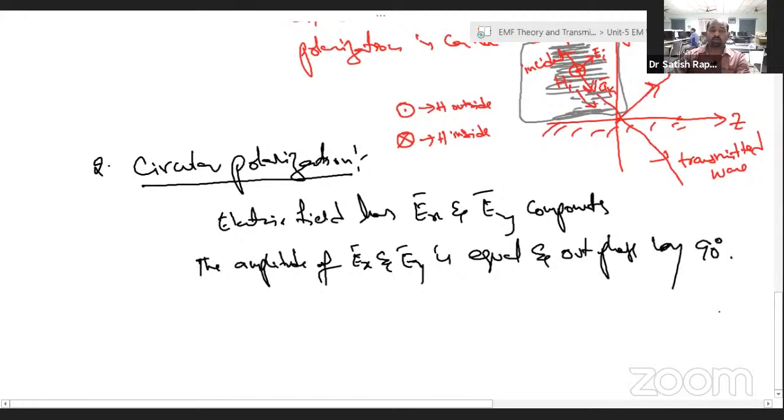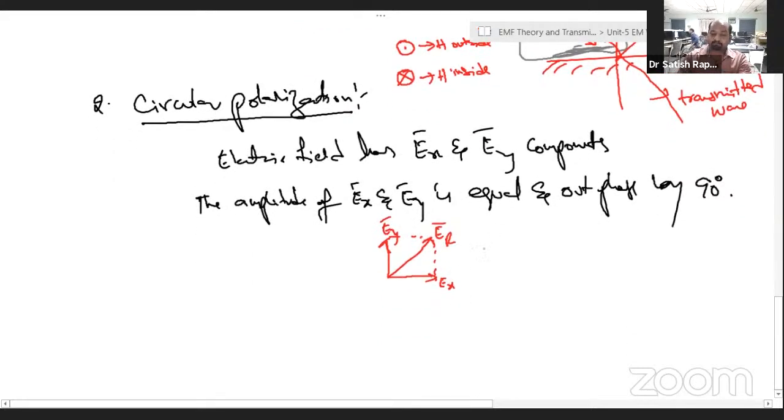Such a wave is called circularly polarized, right? Let me explain in detail. Let us say the electric field, so this is Ex and this is Ey bar, and the resultant electric field is ER bar. So this is the resultant electric field at t equals t1.